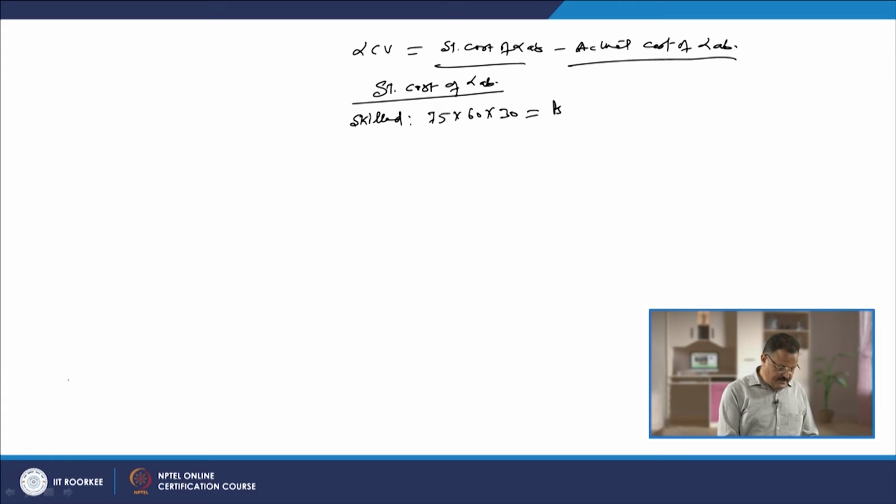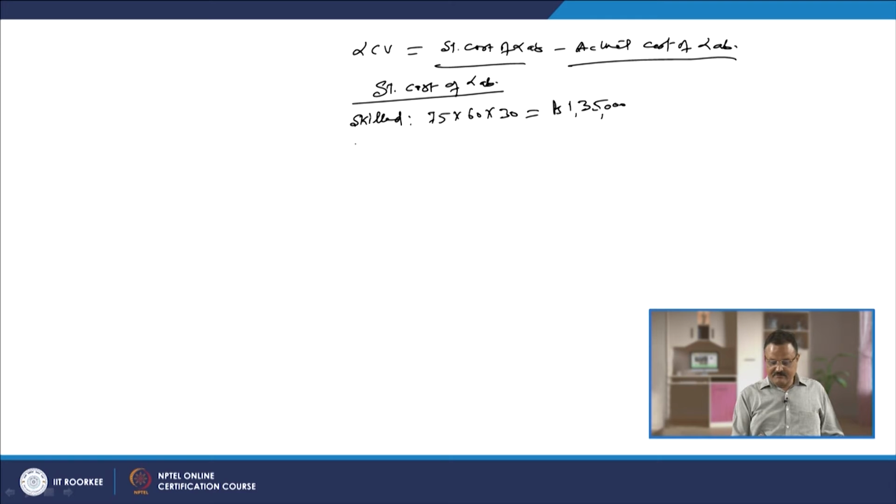So this cost we have worked out. This is 1 lakh 35,000, which works out as 75 into 60 into 30. This is the cost of the skilled labor we are supposed to pay, because this is the standard.